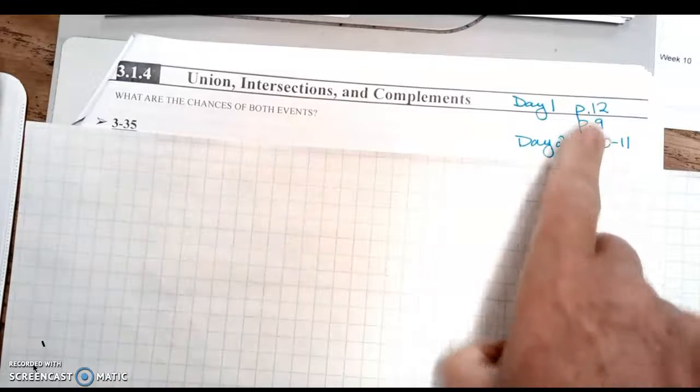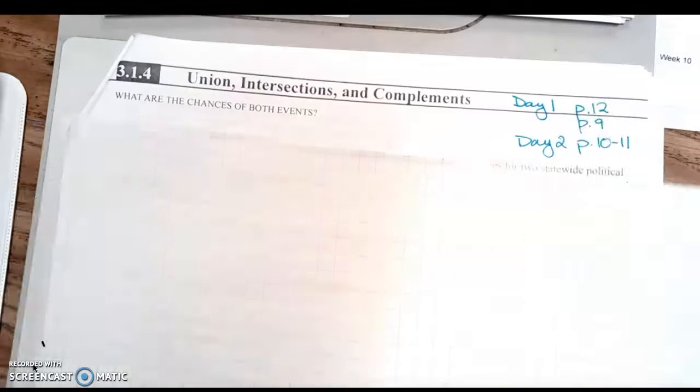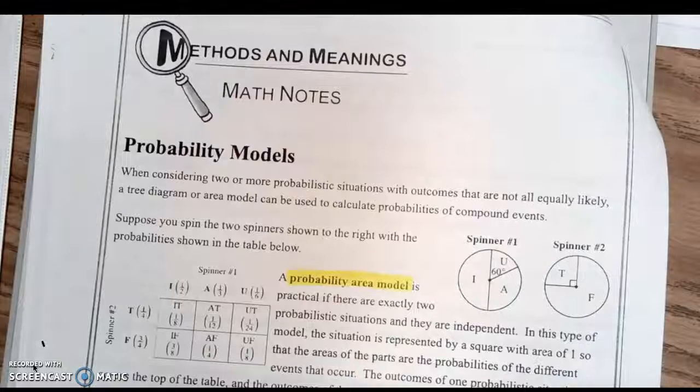So let's first turn to page 12. So turn your packet to page 12. Page 12 is our math notes page. If you have a highlighter, great. If you don't, you can just circle the keywords that we're going to talk about.